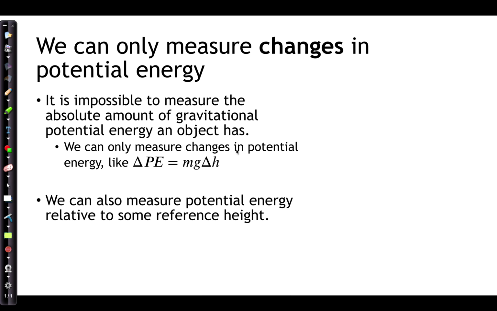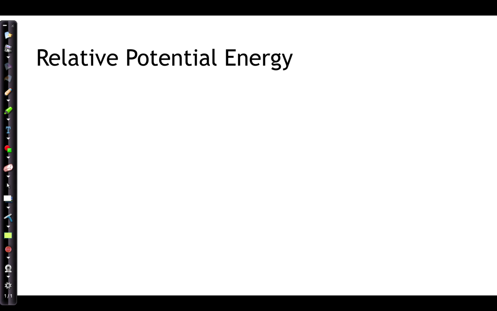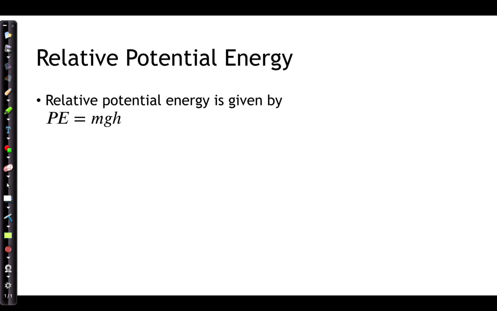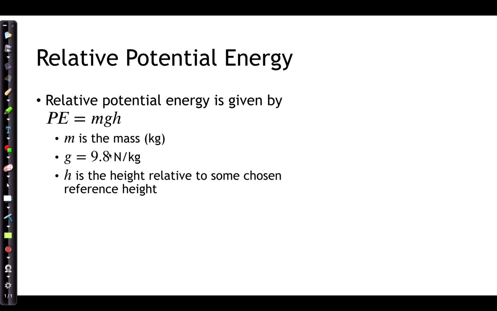And relative potential energy is defining the potential energy of an object relative to some zero level, some zero height. So relative potential energy. Now, the formula for relative gravitational potential energy will be PE, the relative potential energy, is equal to mgh. And m is the mass of the object that is sitting there, and that could fall or rise. g is the gravitational field strength. It's positive, you note. Up is always positive, and this is always positive. And h is the height relative to some chosen reference height of the object.